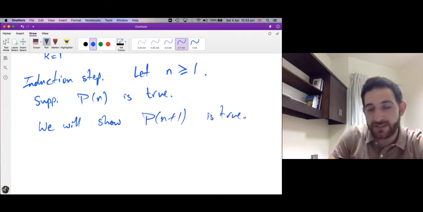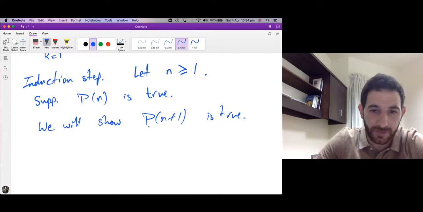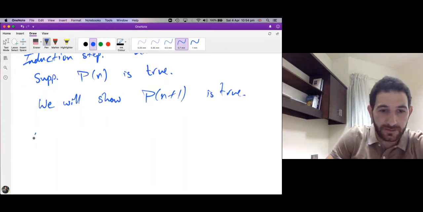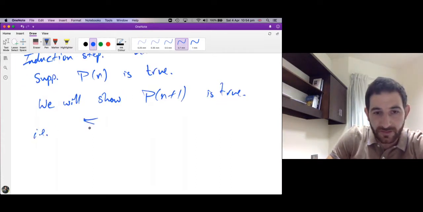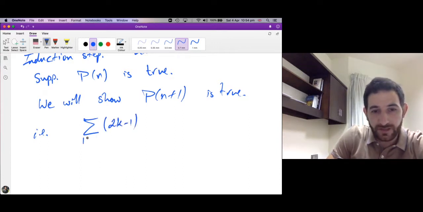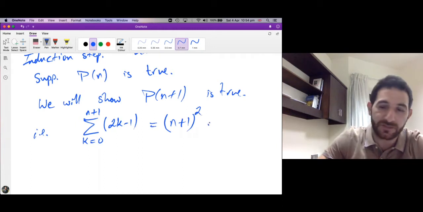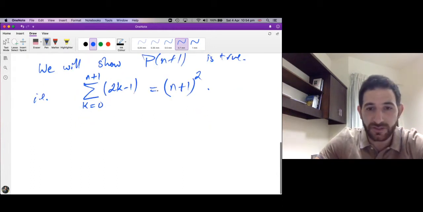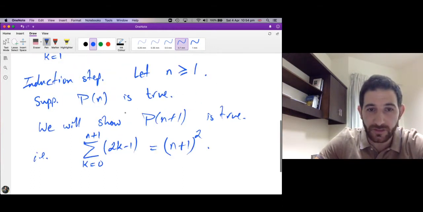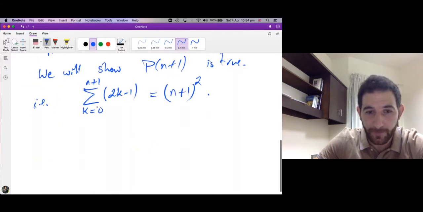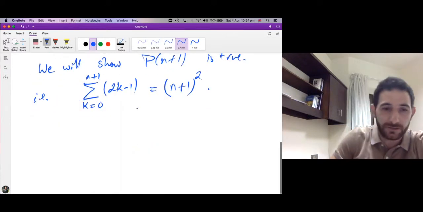That the next positive integer has property P, that is, we need to show that the summation of 2k minus 1, where k starts from 1 and stops at n plus 1, must be equal to the square of n plus 1. Okay, so we want to show this. Again, this is our goal, to show this using the induction hypothesis, P of n. So let's start with the left-hand side.